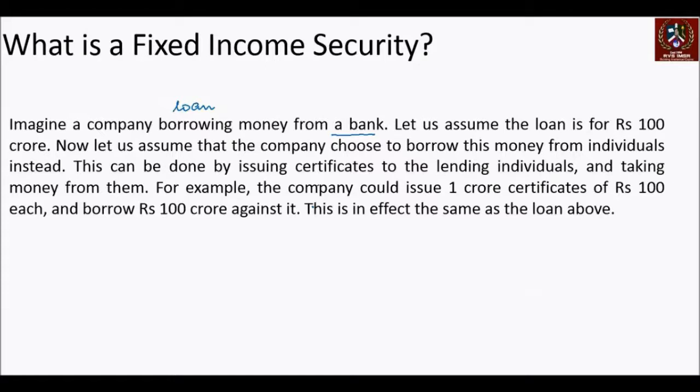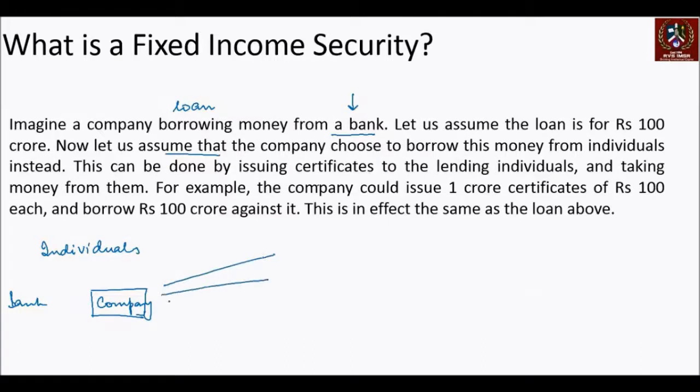Now, instead of going to the bank, let us assume that the company actually chooses to borrow this money from individuals, right? Earlier they were getting it from a bank. Now we are saying it will take it from individuals. Earlier this was the company and they were taking the money from the bank. Let's say this was the bank and the bank was giving money. Now, obviously, if you're taking money from individuals, one individual cannot give you 100 crore. So you'll have to take it from multiple people.